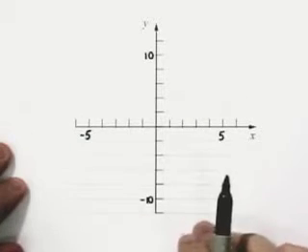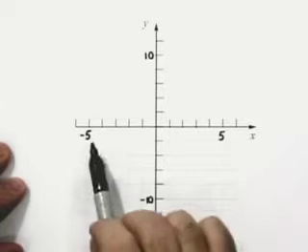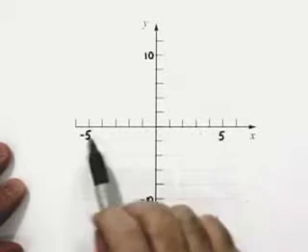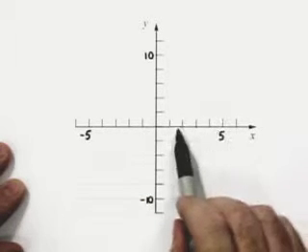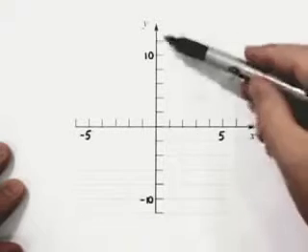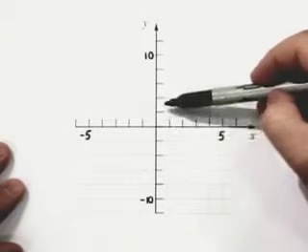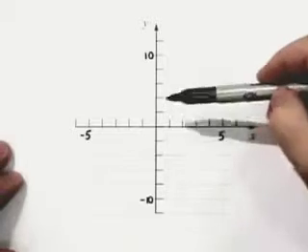Here we have our grid where we're going to plot our points. I want to first point out our scale. Along the x-axis, we're using a scale of 1, so each tick mark represents 1 unit. But along the y-axis, we're using a scale of 2, so each tick mark represents 2 units.